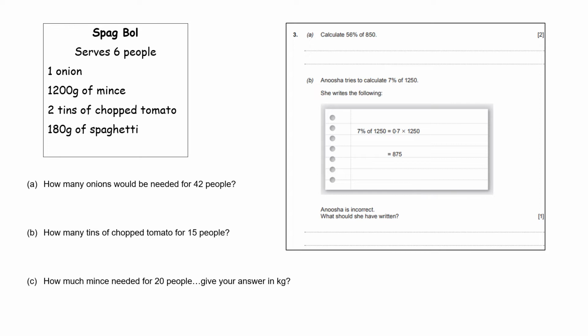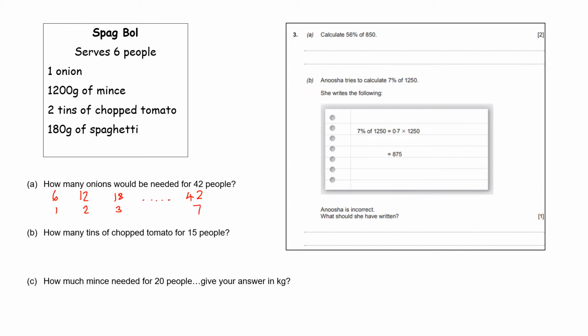How many onions would be needed for 42 people? Well, every 6 people needs 1 onion. So 6 people would need 1 onion. If I made for another 6, 12 people, that would be 2 onions, and you get the idea of what I'm doing. 18 people would need 3 onions. And we work out then that 42 people is 7 sixes. So I'm making this recipe 7 times, so I'm going to need 7 onions.